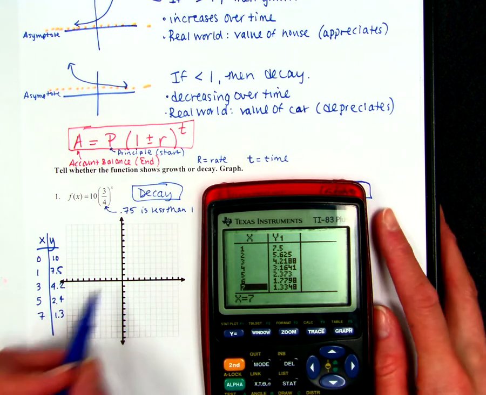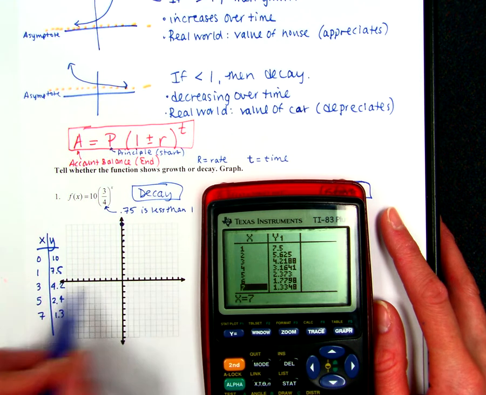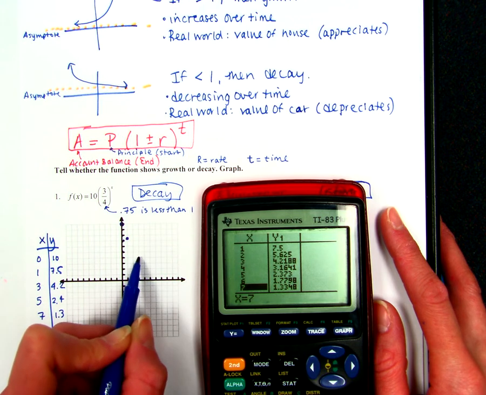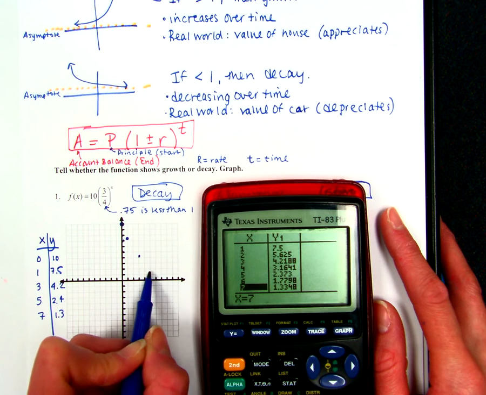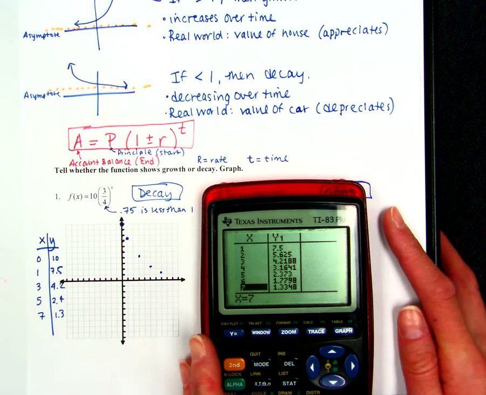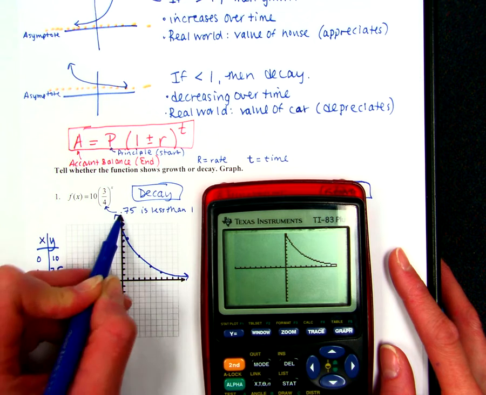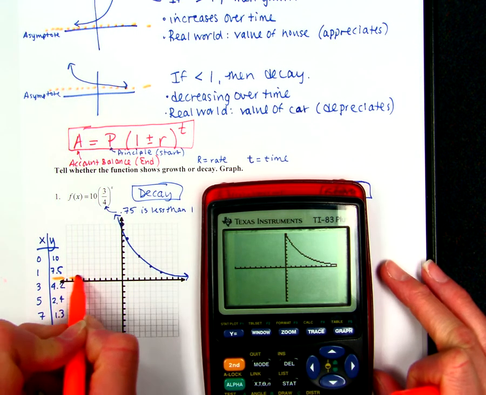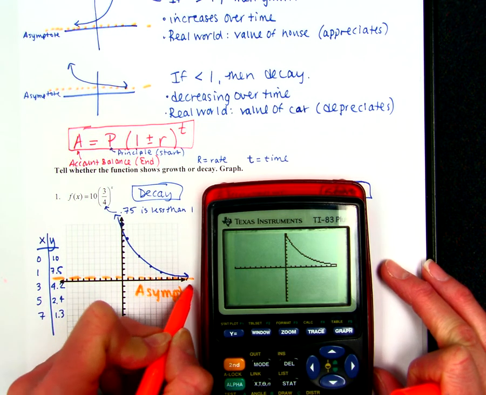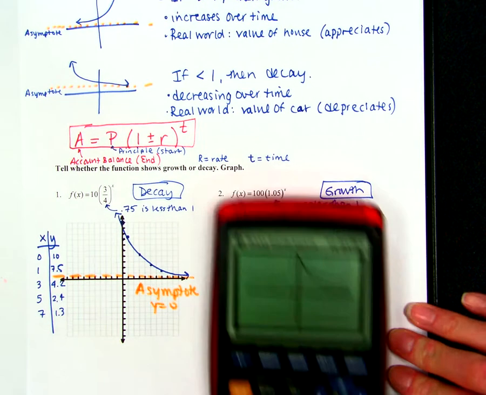Once I have my table, I'm just going to plot my points: 0, 10; 1, 7.5, where you have to estimate; 3, 4.2; 5, 2.4; and 7, 1.3. If I go back to my graph, notice that this graph gets closer and closer to the x-axis but never touches it. So you might want to draw in your asymptote. This is like our wall that says our graph should not go below that. All right, we're going to do the same thing for number 2.